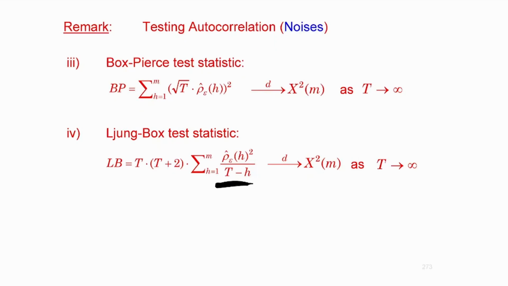if I divide it by t minus h, then it has a greater weight. So autocorrelations with greater time lag would also have a greater weight regarding the sum. So just basically rearranging the sum, and I would add new weights to the sum.